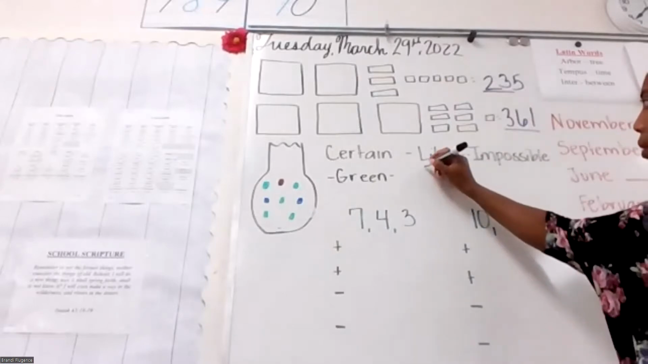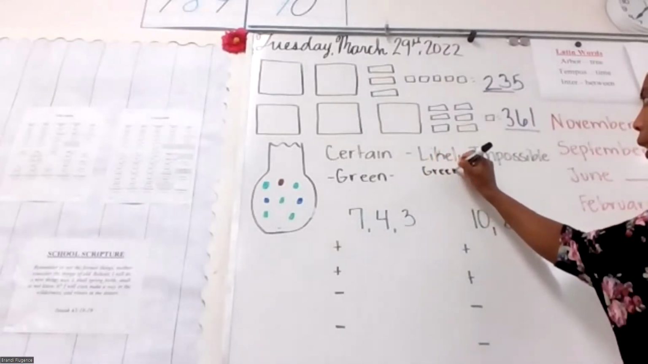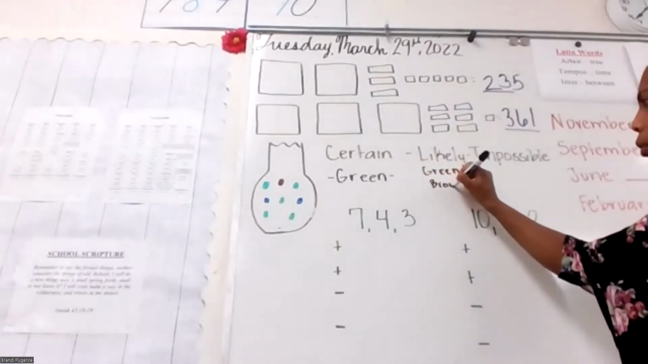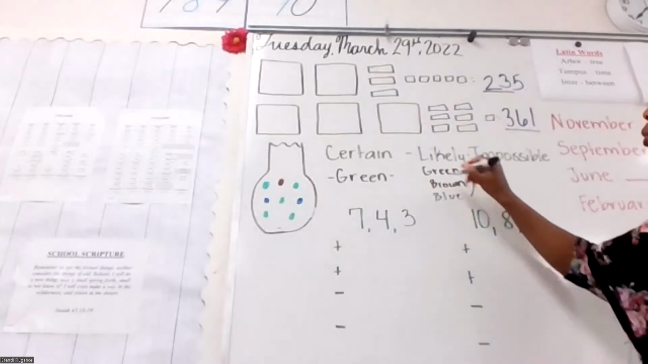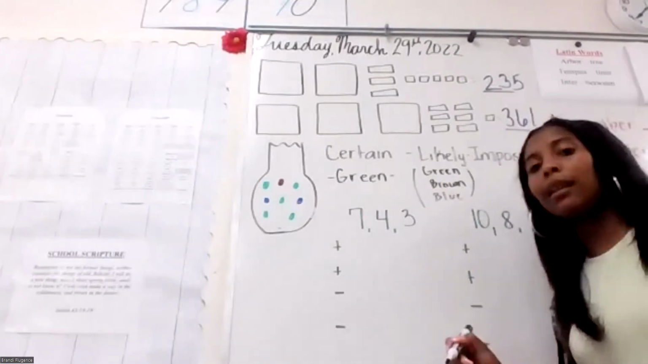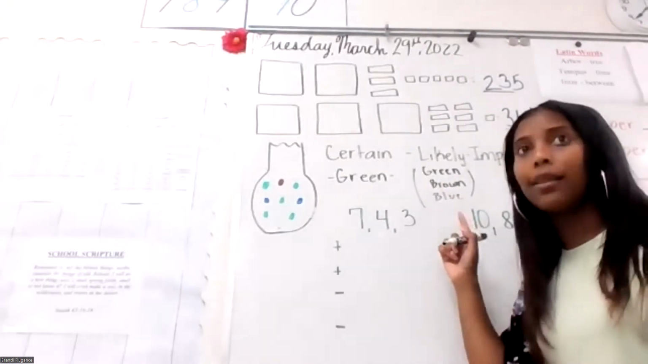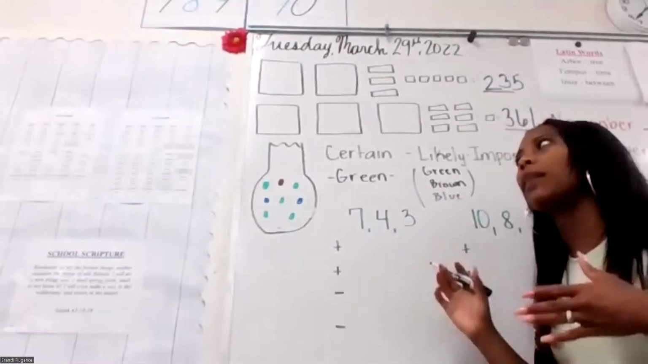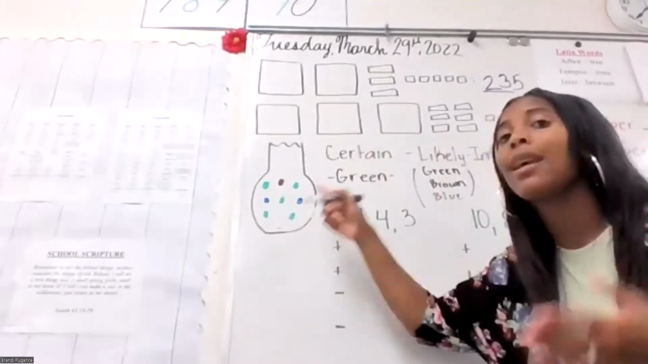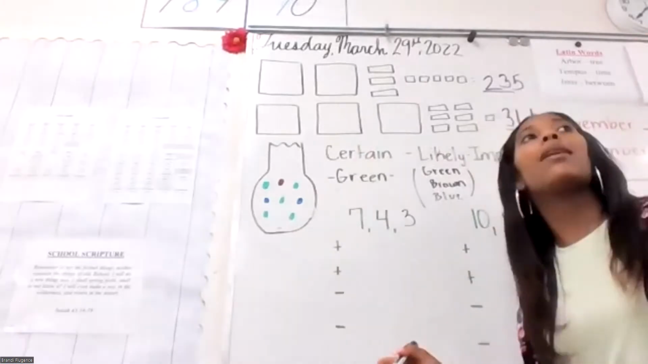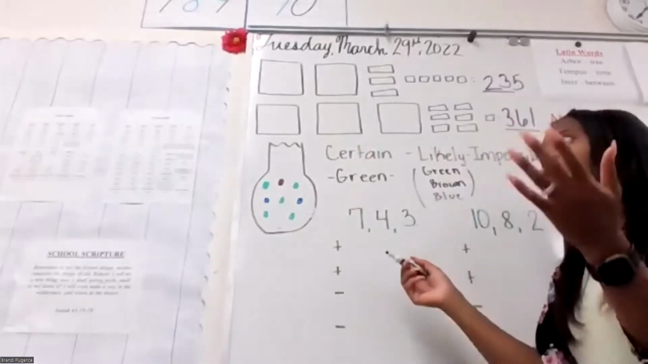Green. Green. What else? Brown. Brown and blue. No, there's no purple in it. It is likely I pull out one of these, right? I could or could not, because those are the three colors. So it's likely I could pull out one of them. Certain means that it will probably happen, and that's because there are more green. So I am certain that I'm going to pull out a green because there's more.